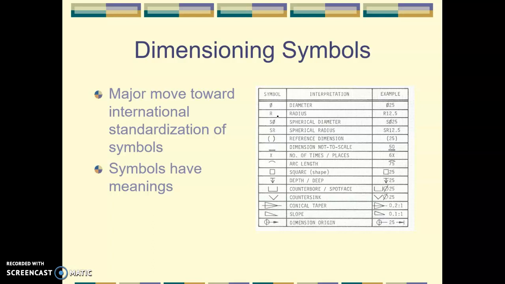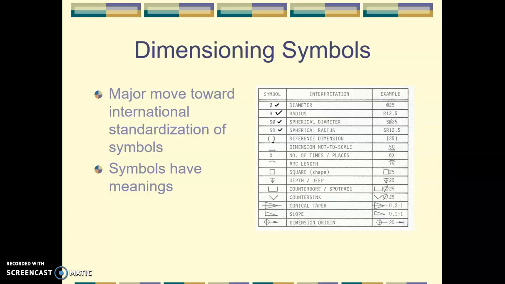So a lot of these symbols we have already seen. We have seen the diameter symbol used many, many times, as well as the radius symbol just being an R. I suppose you could argue that that is tied to a specific language, but it's just a single letter. We have spherical diameter, and that just represents a diameter that's three-dimensional rather than just a two-dimensional diameter, as well as a spherical radius, again, a three-dimensional radius.